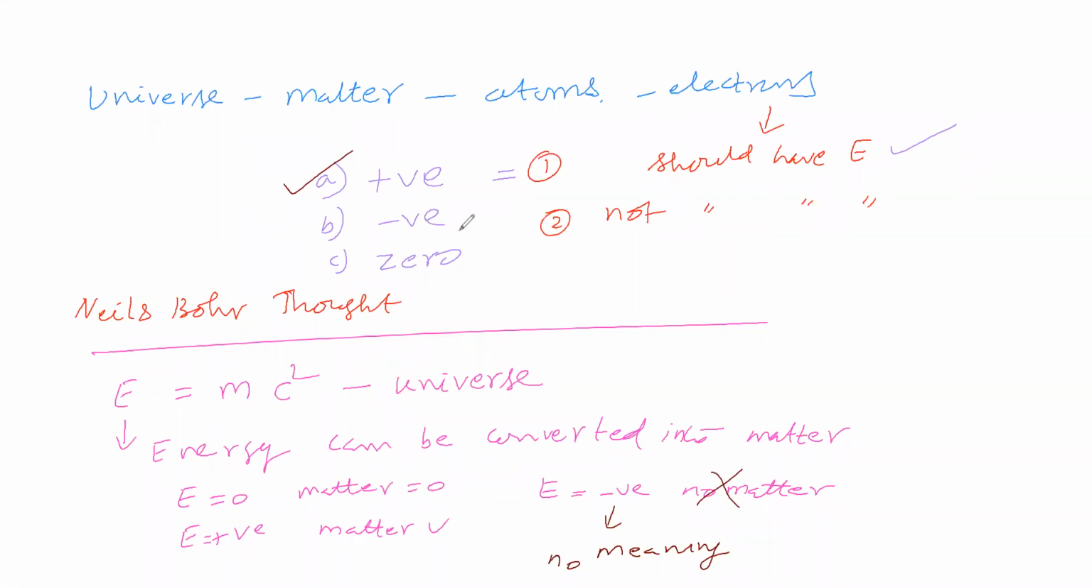We cannot say that the energy of an electron is negative. Suppose you are saying the energy of an electron is negative. You have to give the proof. You have to prove it. Why are you saying the energy of an electron is negative? You have to give some reason. In that way only we have to say.